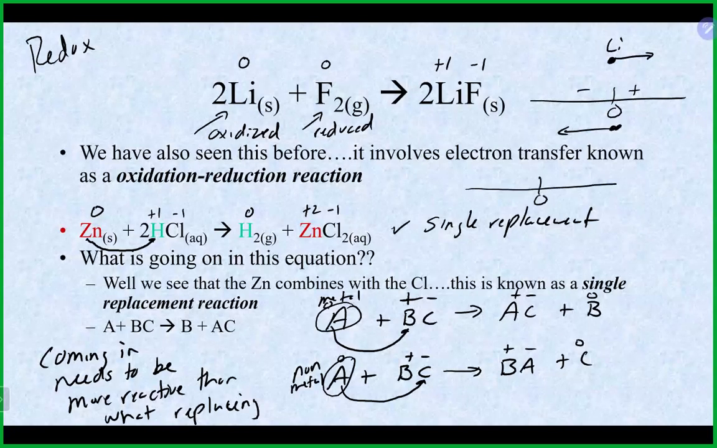Again, if you look at what is happening in this case, our zinc on the left starts at 0. Our zinc on the right becomes +2. It is being oxidized.